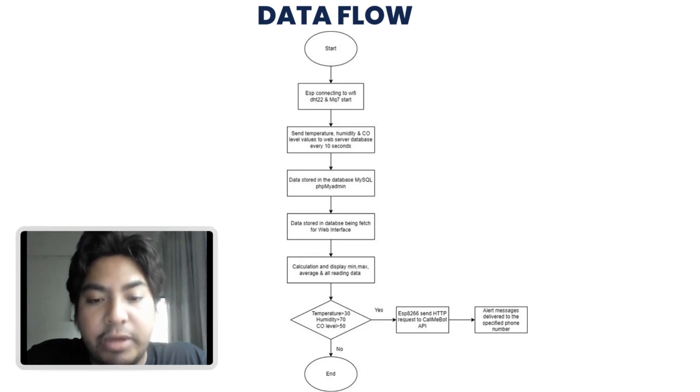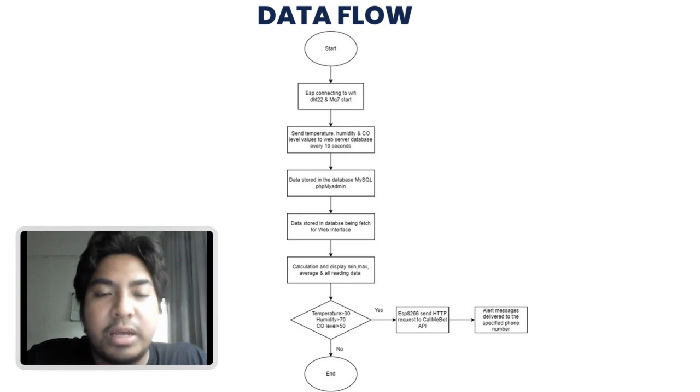Following that, we have a condition where if some reading exceeds a certain threshold, the ESP8266 will send an HTTP request to the CallMeBot API, where an alert message is delivered to a specific phone number. After that, the readings will continuously enter the database, and the user can see the data until the user stops or ends the system, which will then close the reading of the DHT22 and the MQ7.